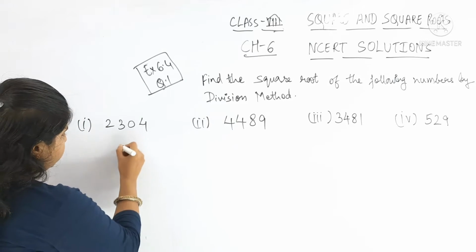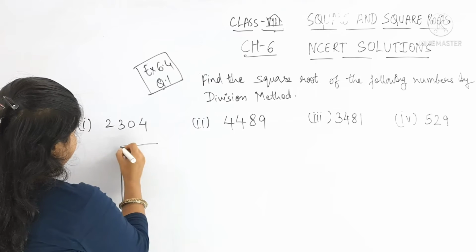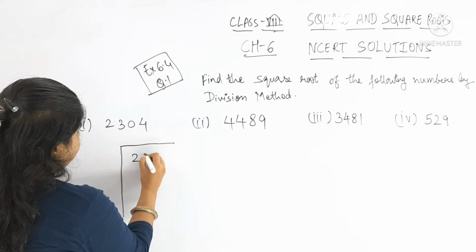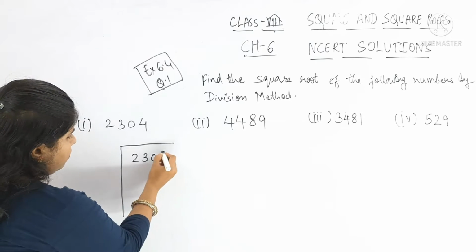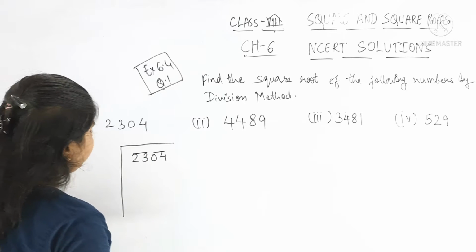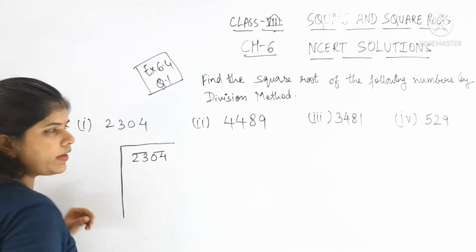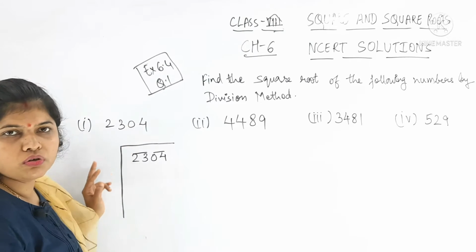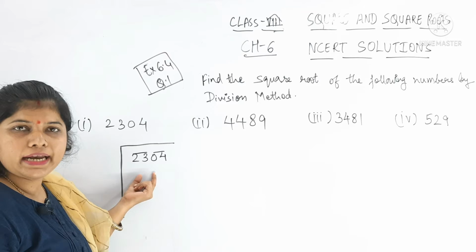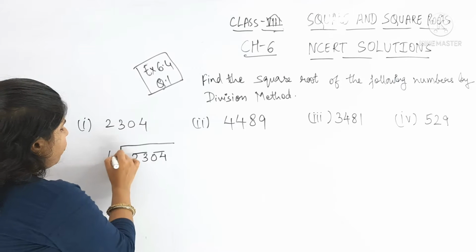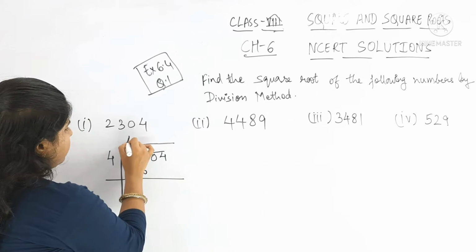So what you have to do? Make one line, then write the number 2304. Now you have to pair from the right side: 04 and 23. Now write the squares of numbers: 2 2s are 4, 3 3s are 9, 4 4s are 16, 5 5s are 25. 25 is greater than 23. So what do we write here? 4 4s are 16, right? Now we have to subtract this.